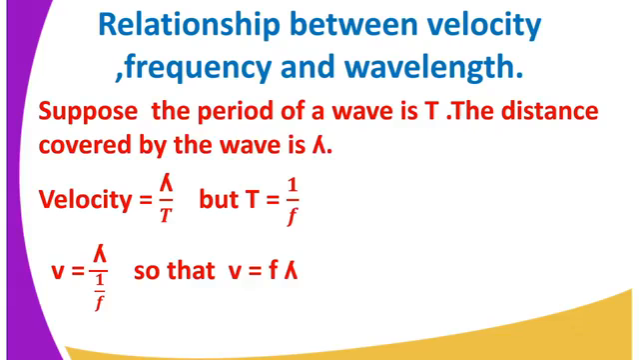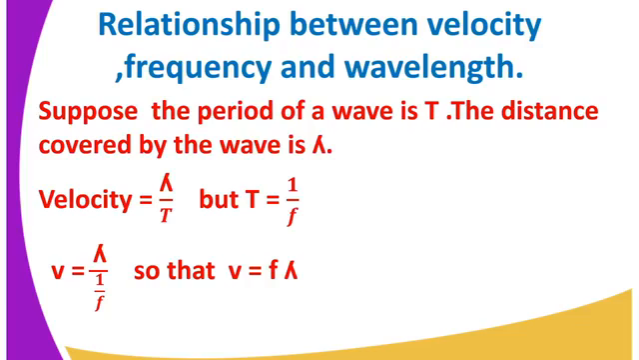So we are replacing the same when working out the relationship here in waves, that take the velocity to be equivalent to the distance by the wave over the time taken by the wave. And the distance by the wave is the wavelength, which is lambda. The time taken by the wave is called period, which is t. So that v is equal to lambda over t.